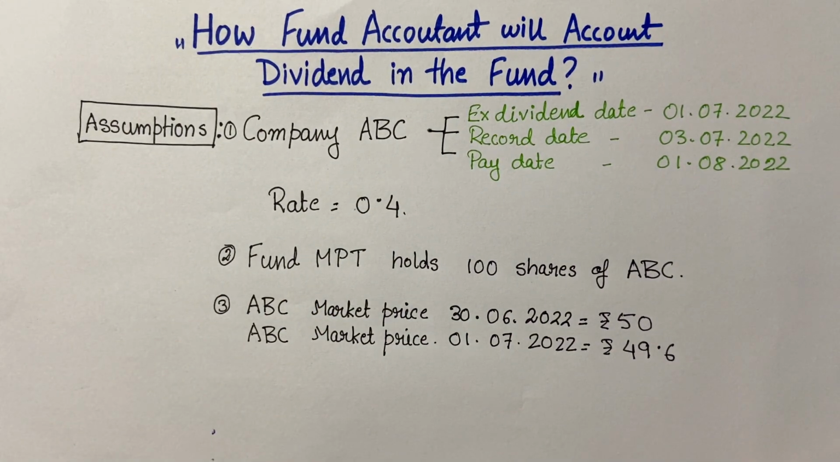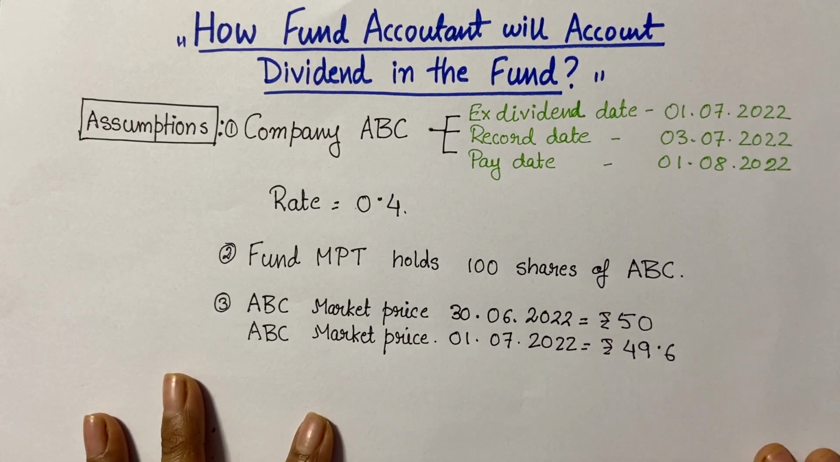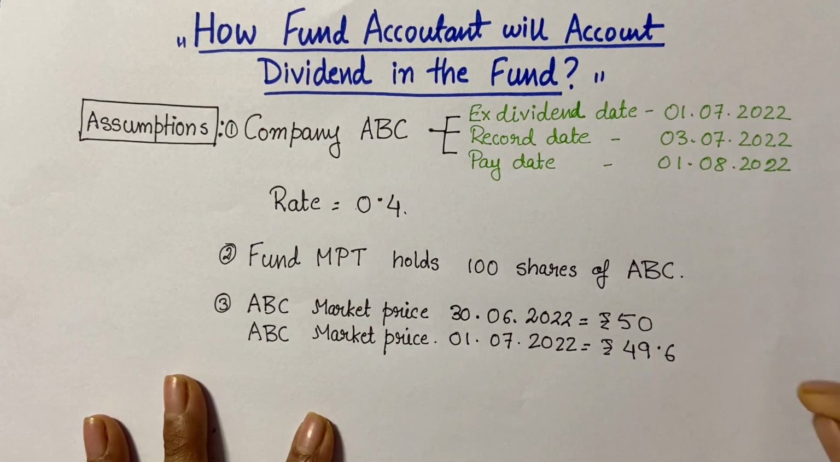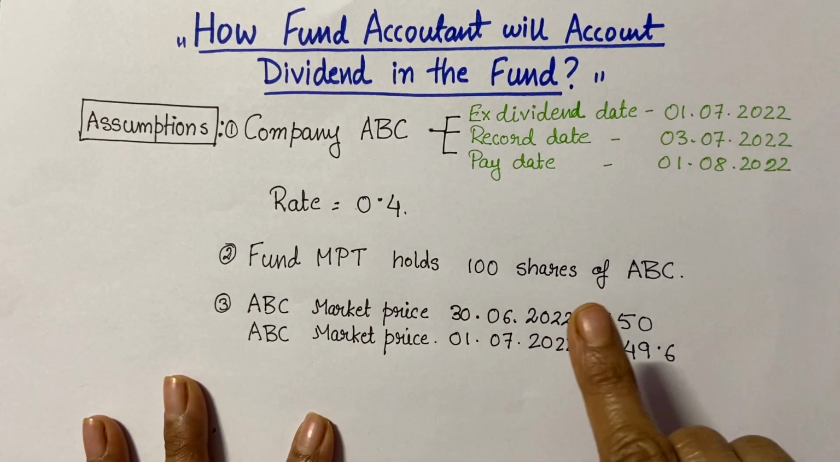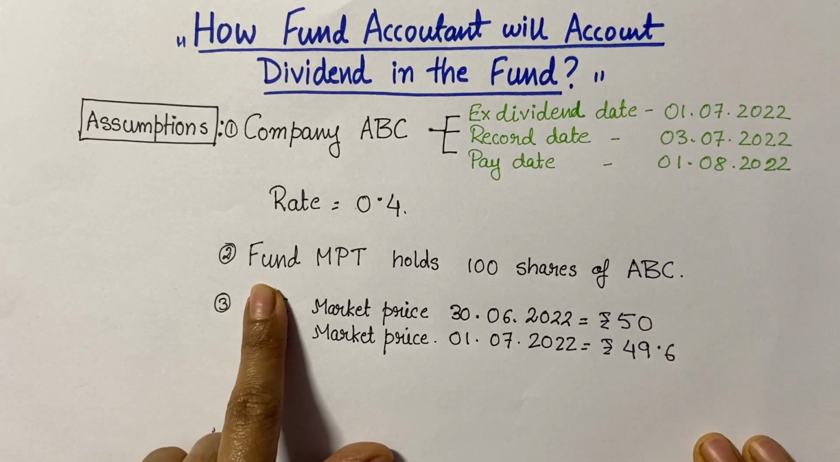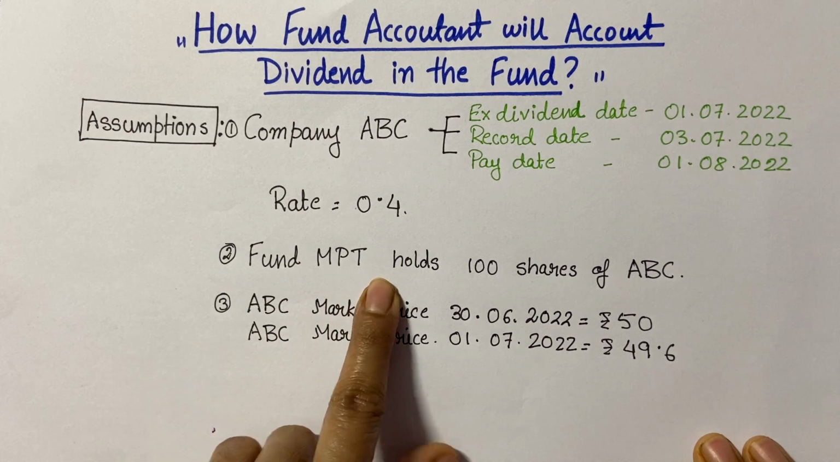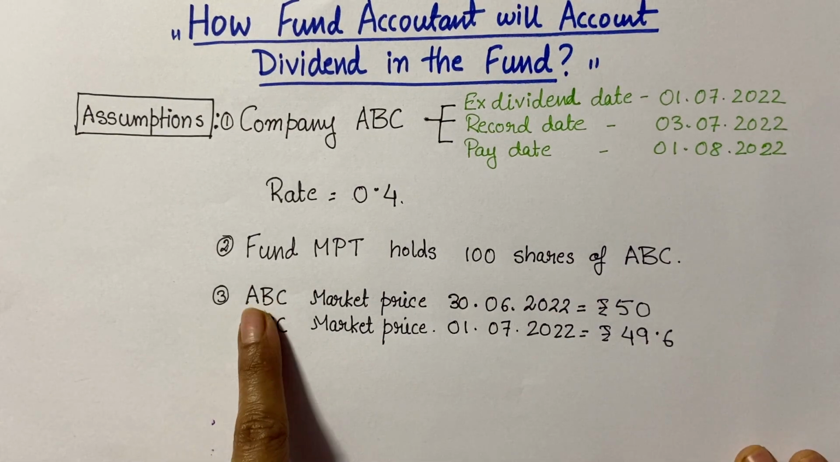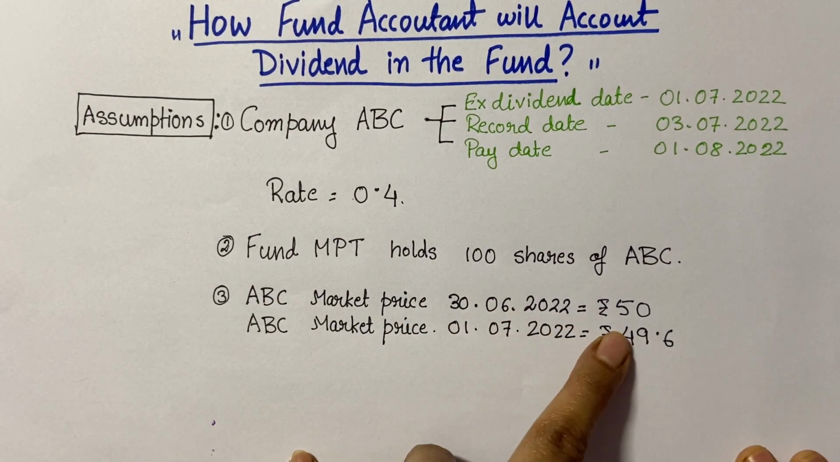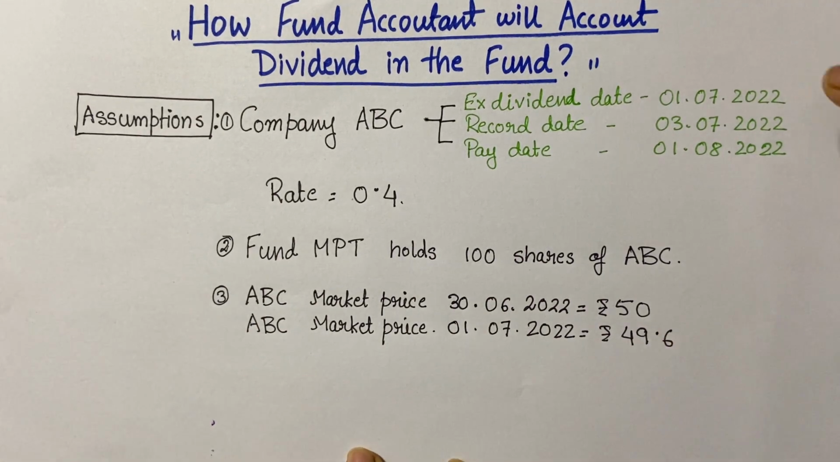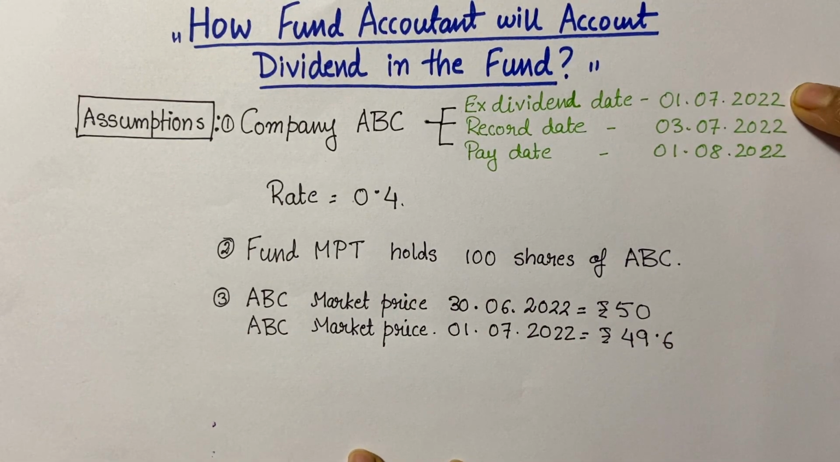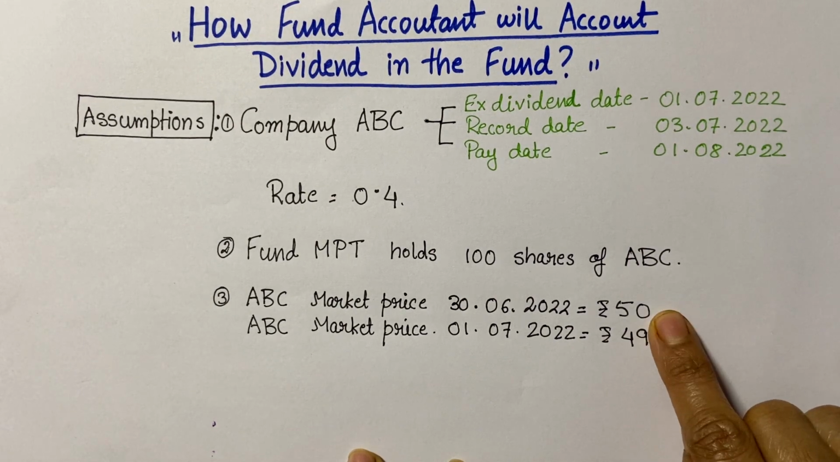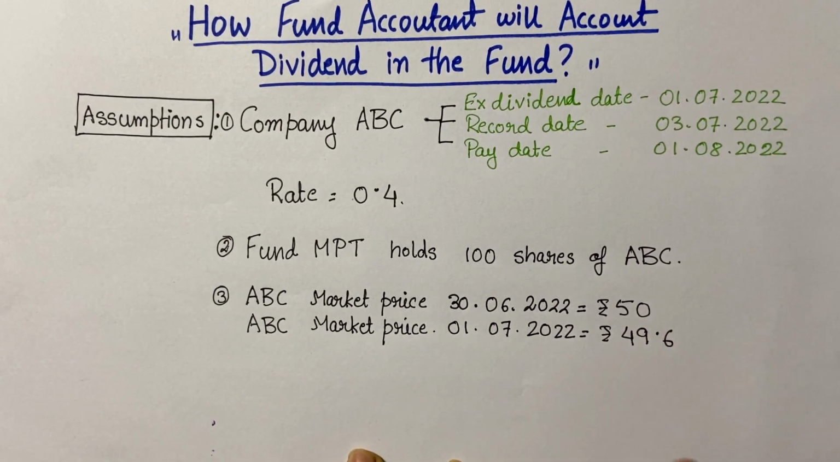So to explain it for beginners, or for those who are very new to this, 0.4 means if you are holding 100 shares, for each one of the shares you will be getting 0.4 dividend. Now the next assumption is that there is a fund MPT which holds 100 shares of ABC. And the third assumption is that ABC's market price on 30 June 2022 is 50 rupees. 30 June means the day before the company goes XD on 1st of July. So this is the 30 June price, which is 50 rupees. And the market price on 1st July, the day it is going XD, is 49.6 rupees.